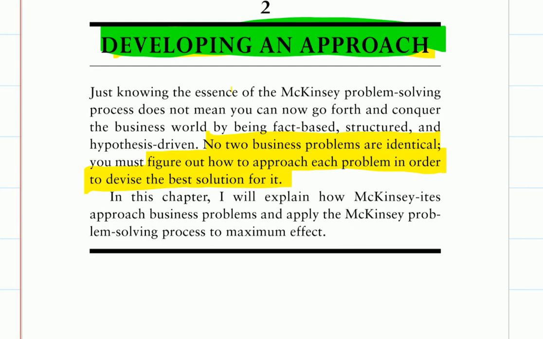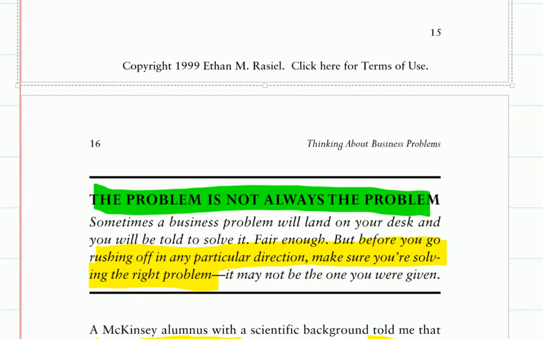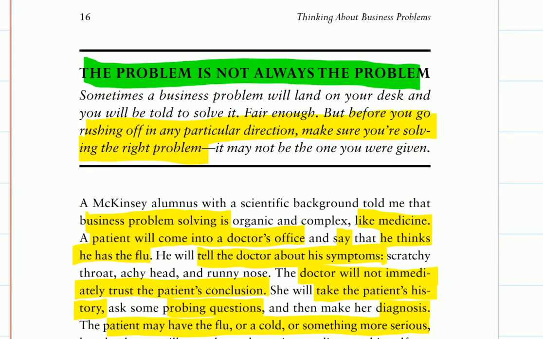So the author says that no two business problems are identical. You must figure out how to approach each problem in order to devise the best solution for it. Even if there are two businesses which have exactly the same problem, the solution to the problem for both the businesses will be different. So that's why he's saying no two business problems are identical. So now let's move on to the step by step how the author has developed his approach.